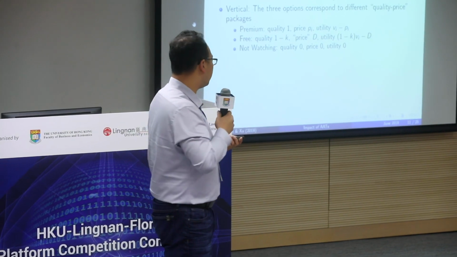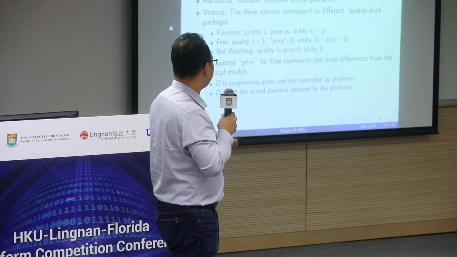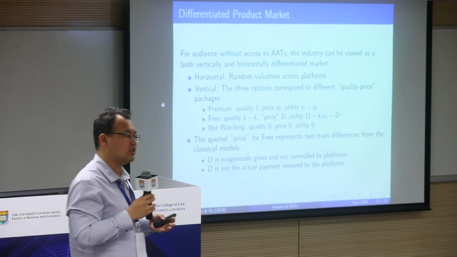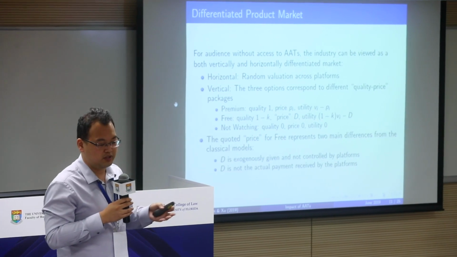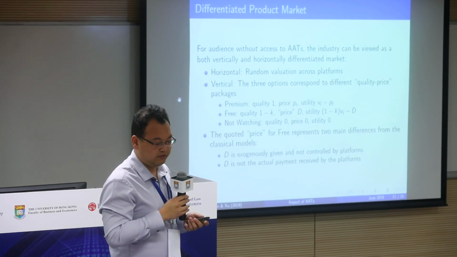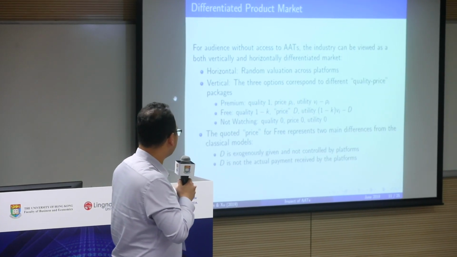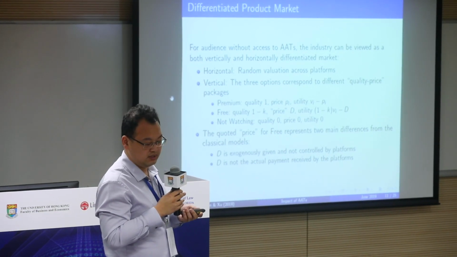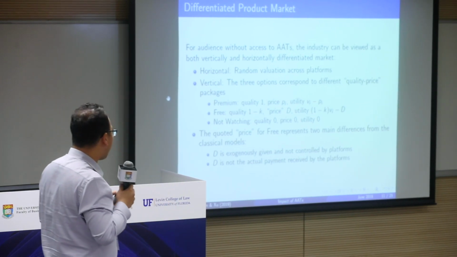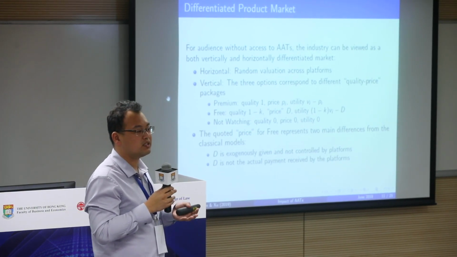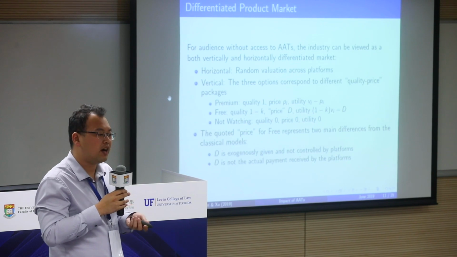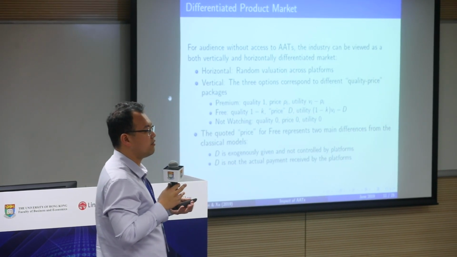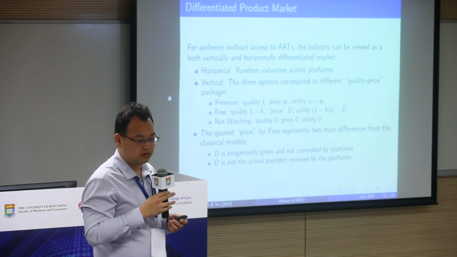I use a quote-unquote price for the free membership because this represents the two main differences of our model from the classical models of vertical differentiation. First of all, D is exogenously given and not controlled by the platforms. Second, D is not the actual payment received by the platforms. Instead, the platforms will receive phi. So this makes our model a little bit different from the classical models.